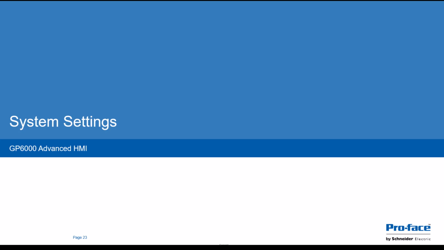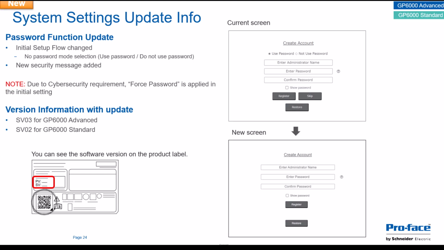Okay, so let's talk about the system settings in regards to the GP6000 Advanced HMI. First of all, there's an update to the initial setup flow regarding the password function update. This is what you can see today. What we have today is, when you boot up a new unit, you have the ability to bypass and not use a password.